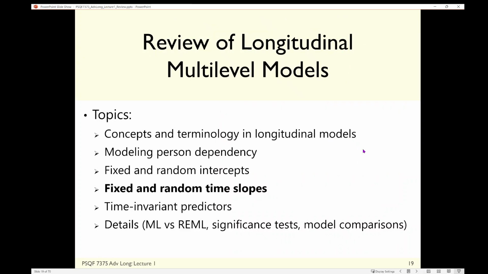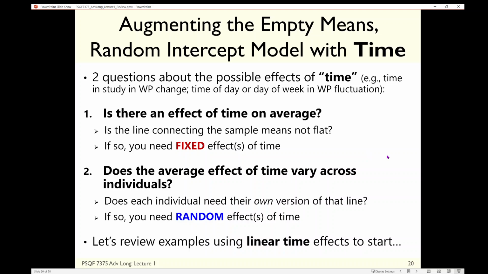Then we talked about fixed and random slopes for time. So this is the idea that in studies in which time is the point, so occasions are far enough apart that you can see change happen, there's two types of questions that we would want to answer. Is there an effect of time on average? So if I plotted the average trajectory given by the means, would it be something other than flat? If so, then we need fixed effects related to time to be able to capture those trajectories.